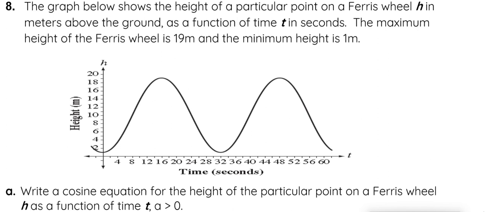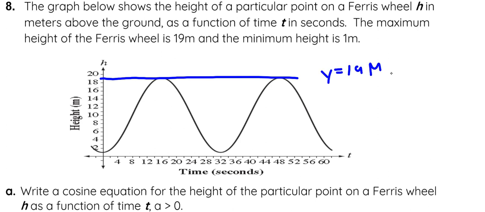Okay, in this question here, we have a graph showing a point on a Ferris wheel as it goes around as a function of time. So height versus time on a Ferris wheel. The maximum height of the Ferris wheel I can see right here is 19. And the minimum height is 1. So it doesn't start at the ground, it starts 1 meter above the ground.